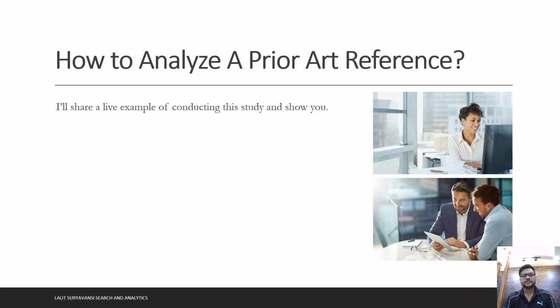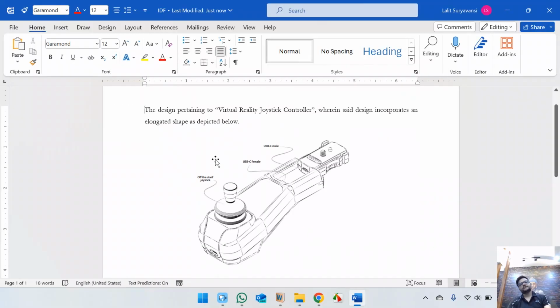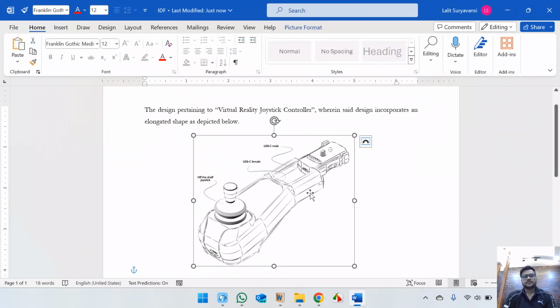How to analyze a prior art reference? For this I will conduct a search. This is a description given by the inventor. This is a design of a joystick, so we have to perform prior art searches for this kind of design.